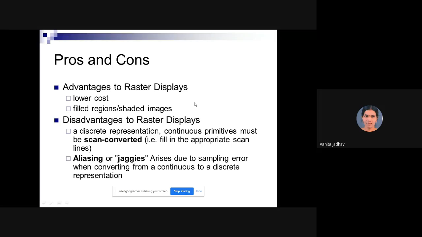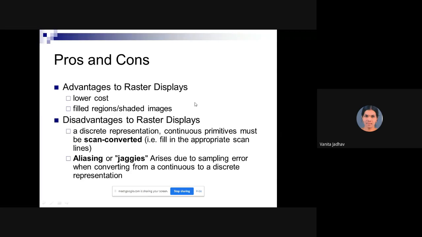सो वेर एव्हर वी नीड टू फील द रिजन्स, जे काही रिजन दिलेले आहेत आपल्याला, जे काही पॉलिगॉन्स दिलेले आहेत, ते जर आपल्याला एखाद्या कलरनं फील करायचे असतील तर दॅट इज द एक्झाम्पल कमिंग अंडर रास्टर स्कॅन डिस्प्ले. सो शेडेड इमेजेस अँड फील्ड रिजन्स आर कमिंग अंडर raster scan display.